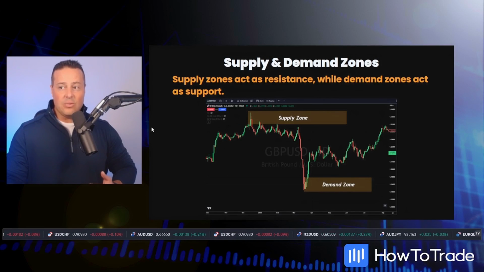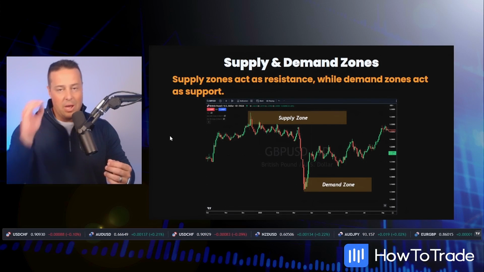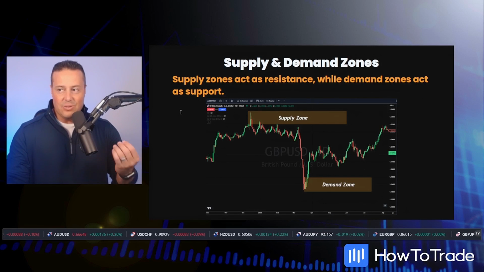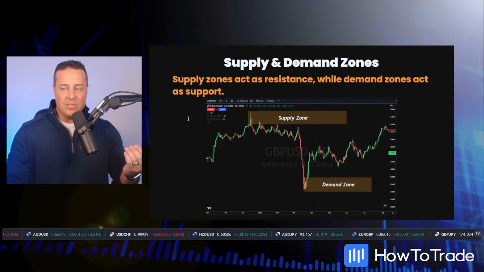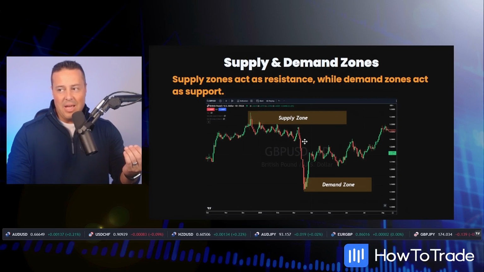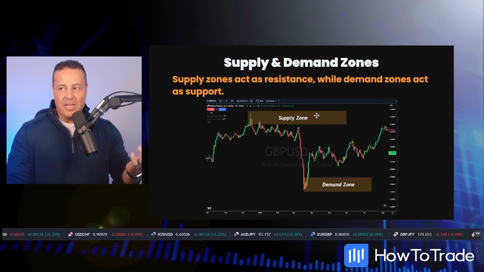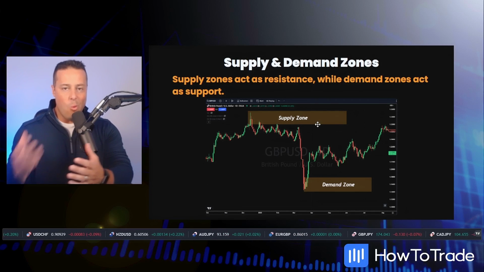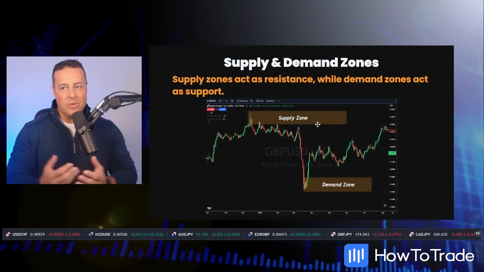Now, we're going to look at this chart and show you how to trade it in just a second. But before we do, understand what a supply zone is and what a demand zone is. Supply zones act as resistance while demand zones act as support. Now, you'll see the supply zone. Where is it? Typically, it's above price action. You're working off a periodic high. Why is it a supply zone? Why would it be resistance?